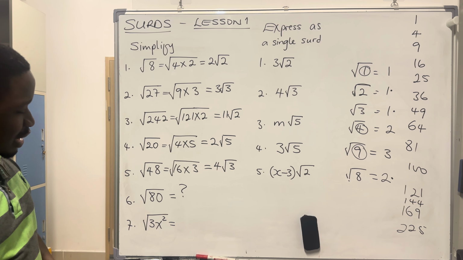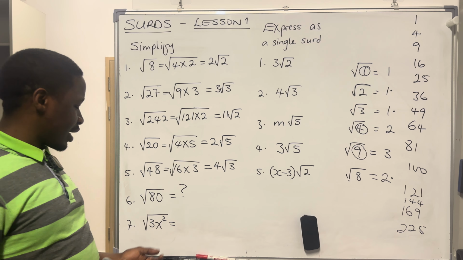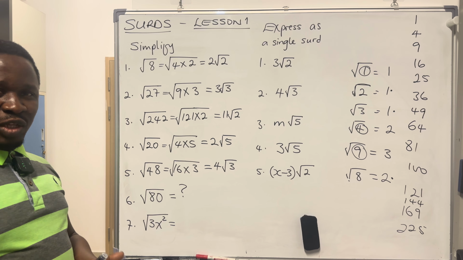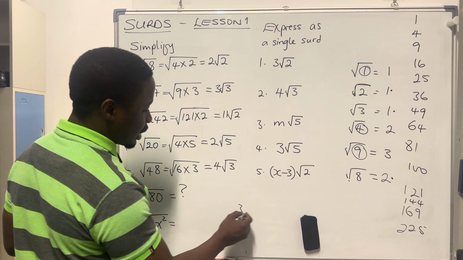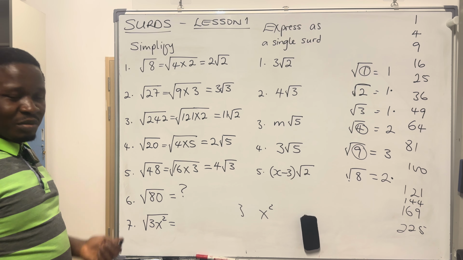Okay. Now 3 root x squared. What two numbers do you multiply to give you 3x squared, but one is a perfect square? Well, it is 3 and x squared. 3 times x squared is 3x squared. Which of them is a perfect square?